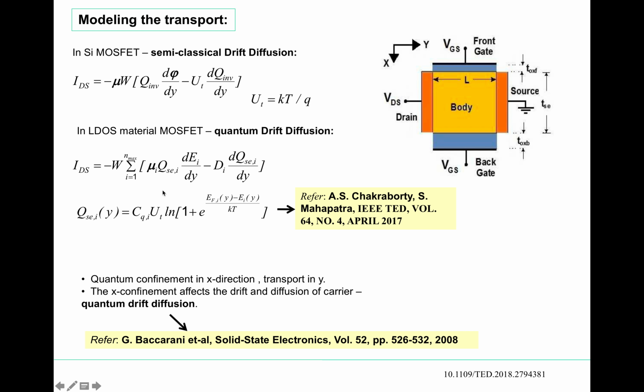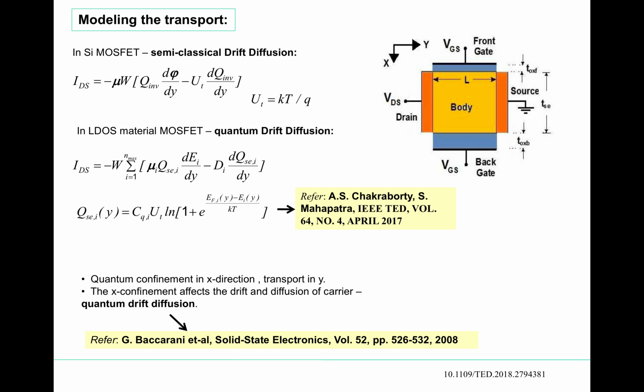And this Qaci is the charge density along the channel. It's given by this relationship. It changes along the channel along with the eigenvalues, which are all functions of y, or the channel length.